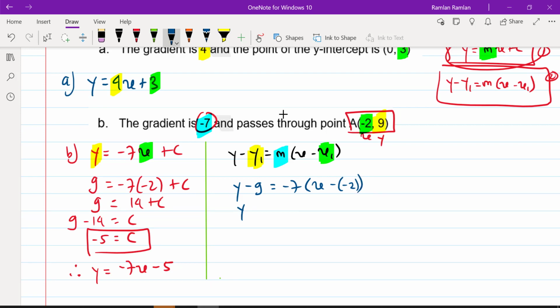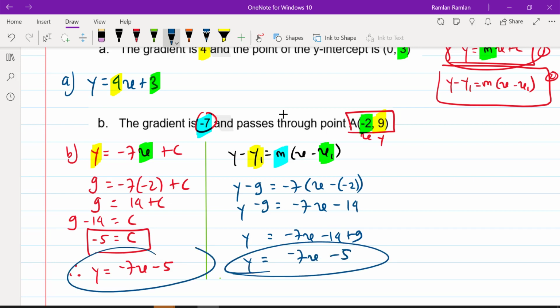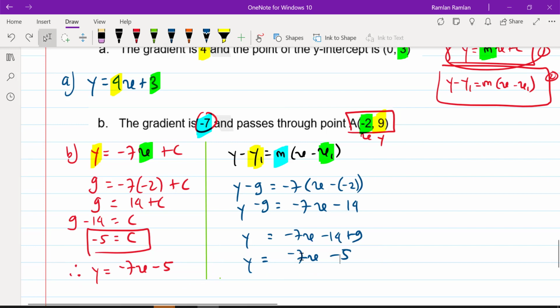If I open the bracket, I will get -7x and then -14. And then I'm going to move that 9 to the right side. I mean, add both sides by 9. You'll get -7x minus 14 plus 9, and you will get the same exact answer. Then again, you can choose what you think is best for you.